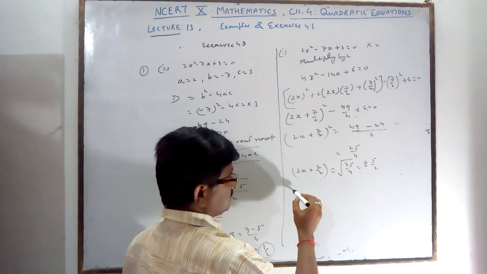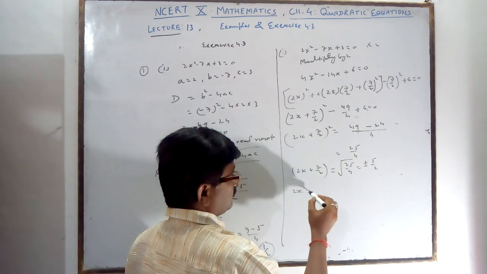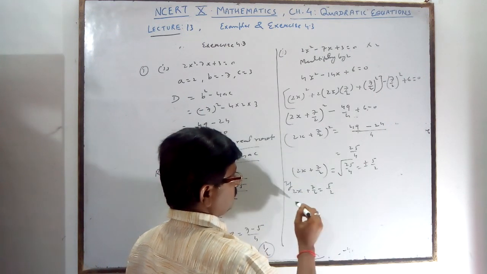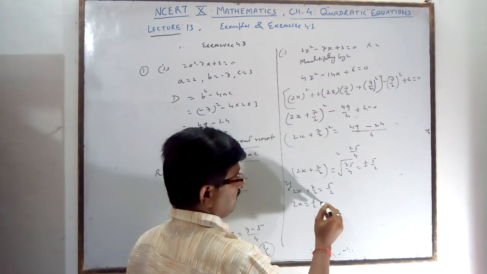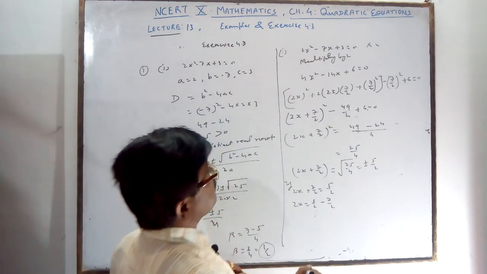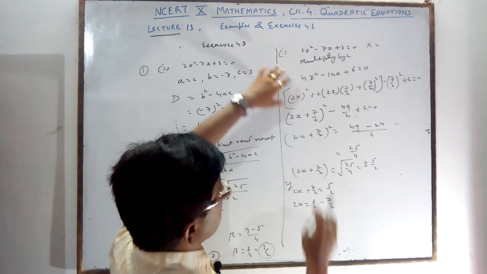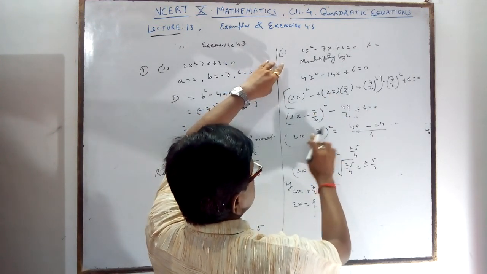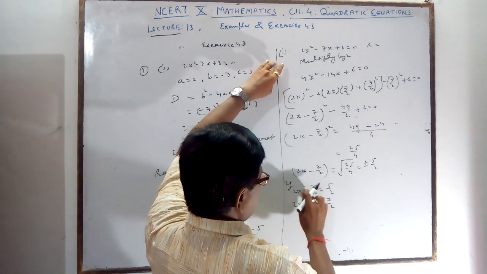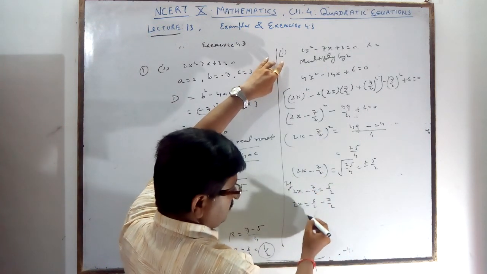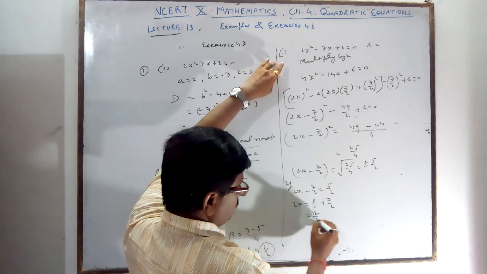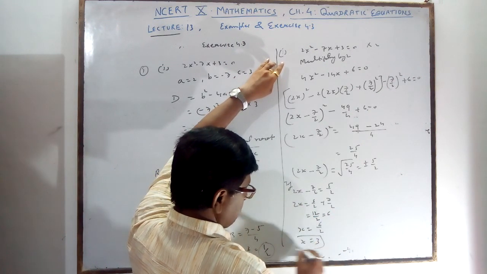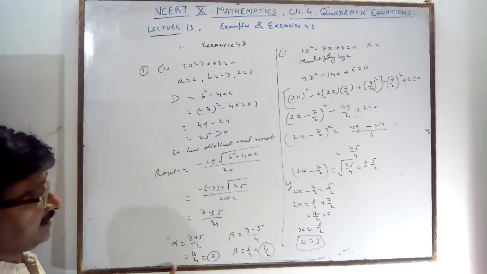Now, if 2x plus 7 by 2 is equal to 5 by 2, then 2x is equal to 5 by 2 minus 7 by 2. Here the 7 by 2 is on the other side, so the sign changes to minus. So what are you getting? 2x is equal to minus 2 by 2, and so x is equal to 3. You are getting 3 here, and by the quadratic formula also you are getting 3.